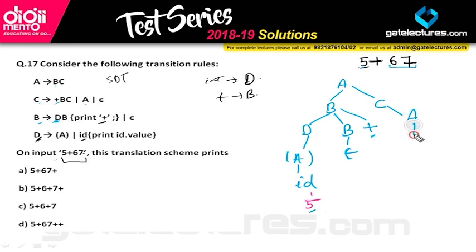My A will produce B and C. Now my B has the capability to produce DB. This D will be used to print the value 6. Now I need one more to print this value, so I will again produce this one. It will also produce plus. Do not forget this plus.